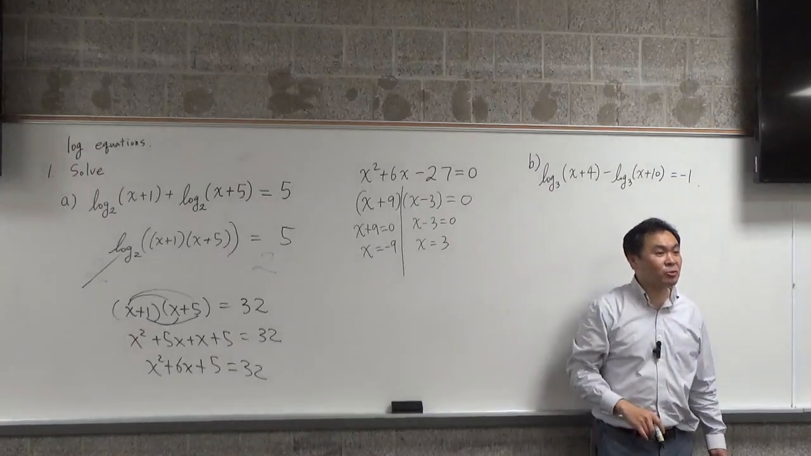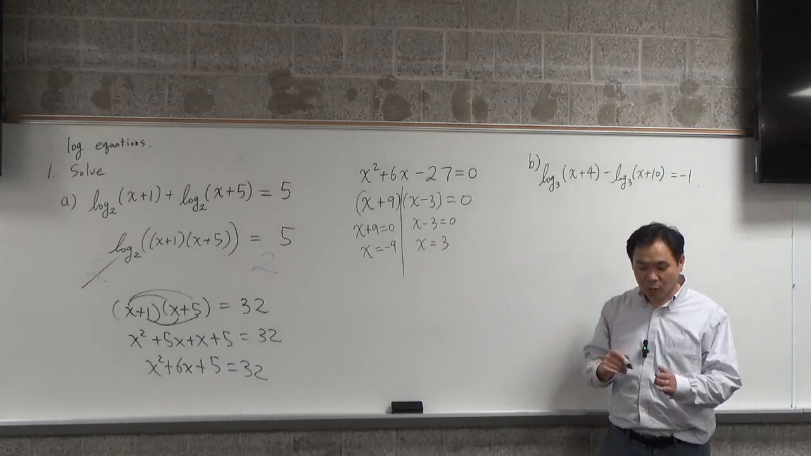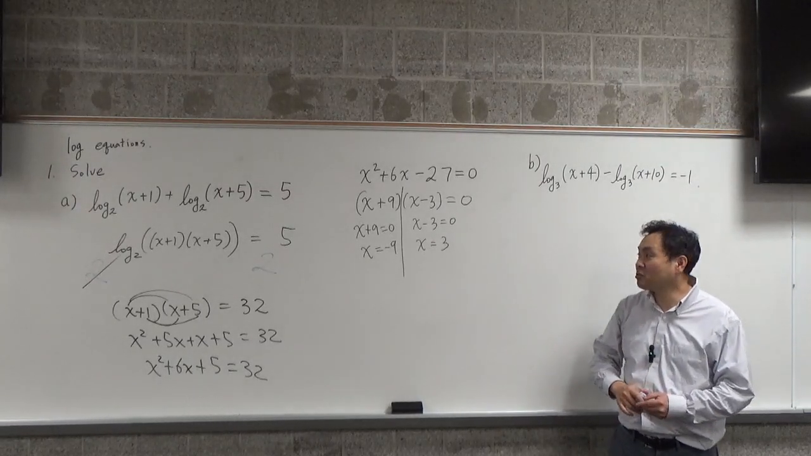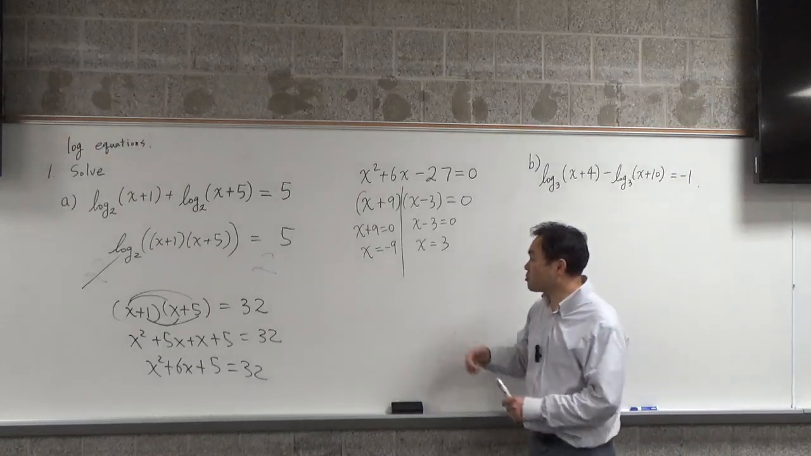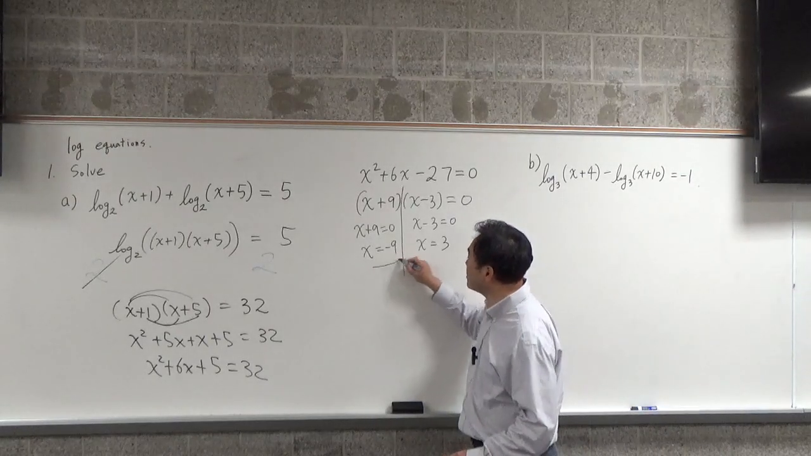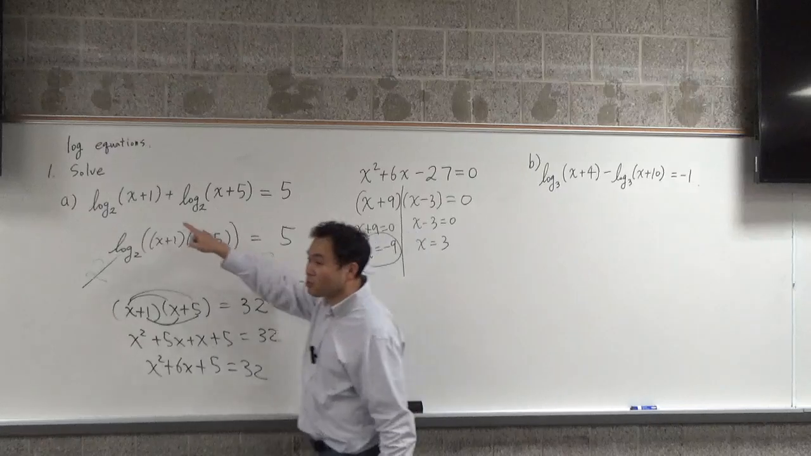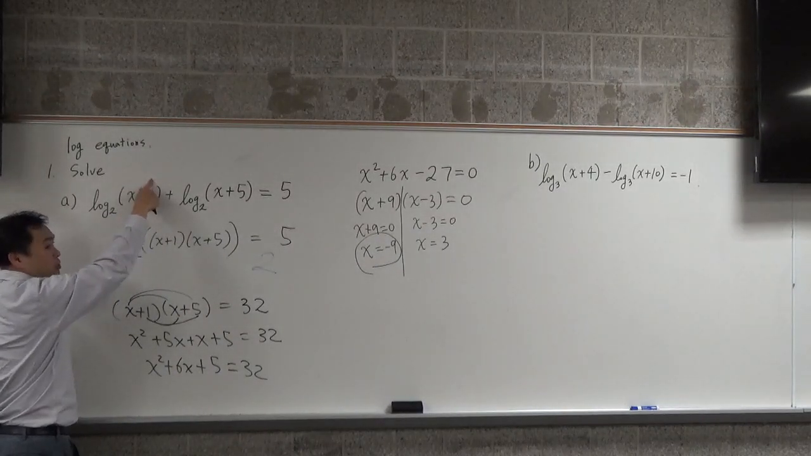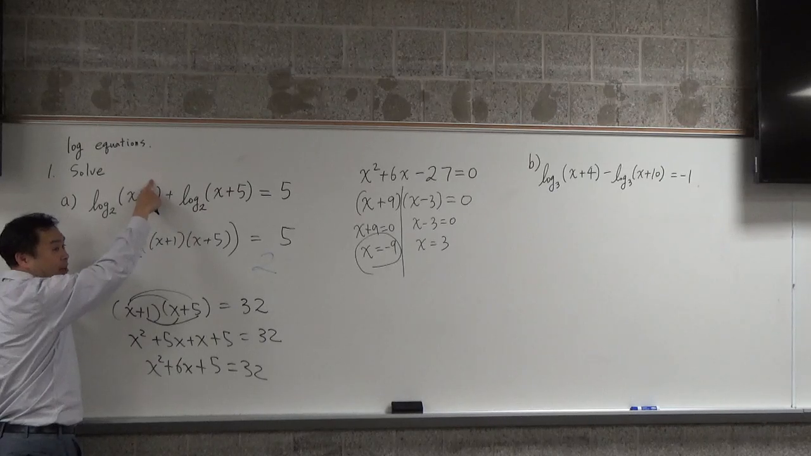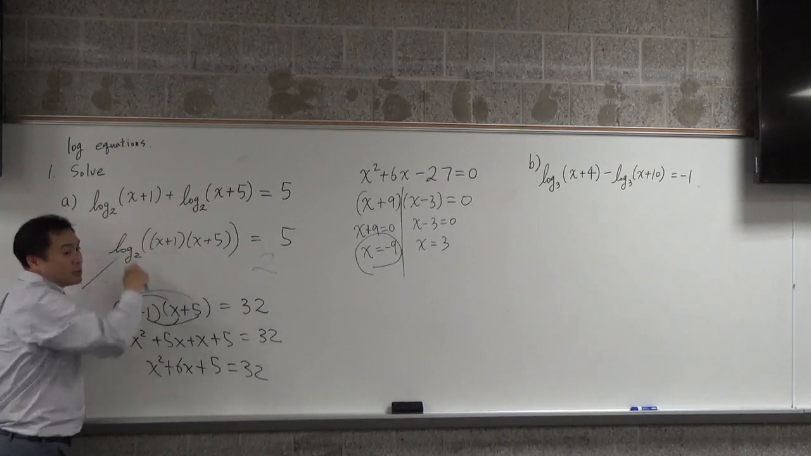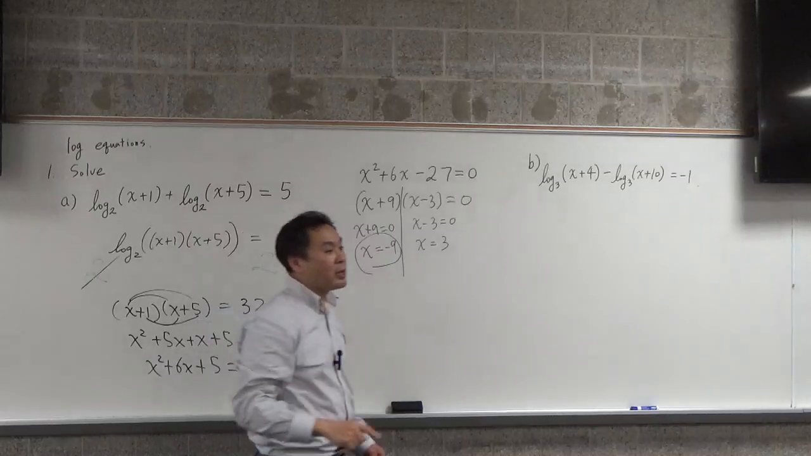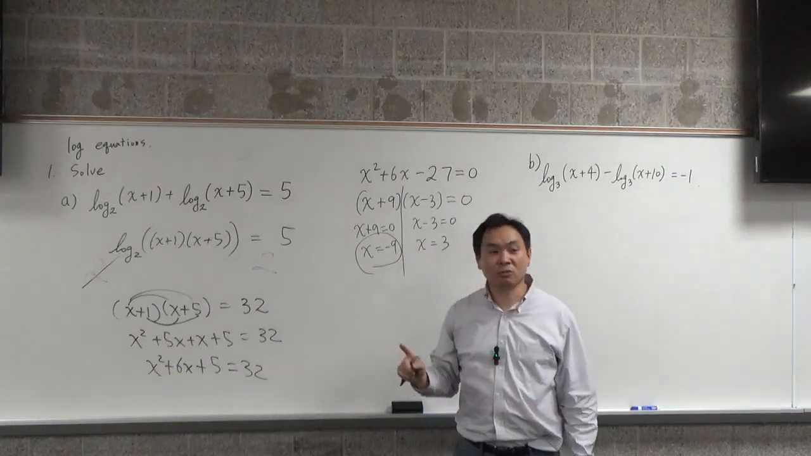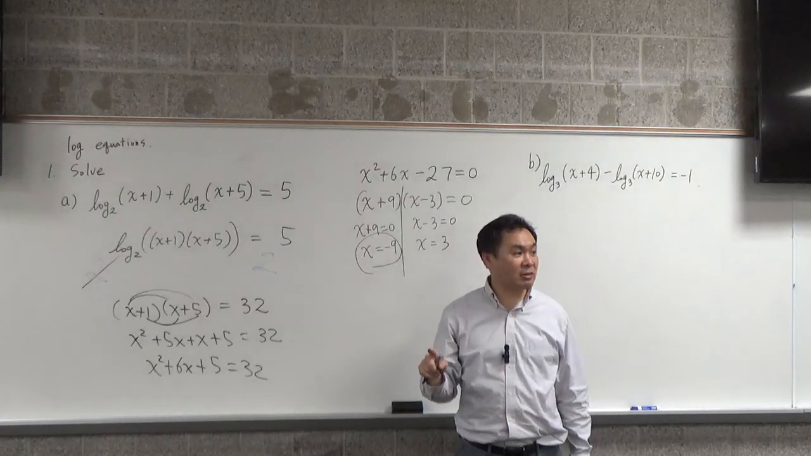So it seems like you have two answers, but wait. One of them doesn't work. Which one? Negative 9 doesn't work, and the reason is if you plug negative 9 into the original one, you'll see right away that negative 9 plus 1 gives you negative 8, and you can't have a negative inside the log. So the domain of log is only positive numbers. You can't plug in 0, you can't plug in a negative inside the log.